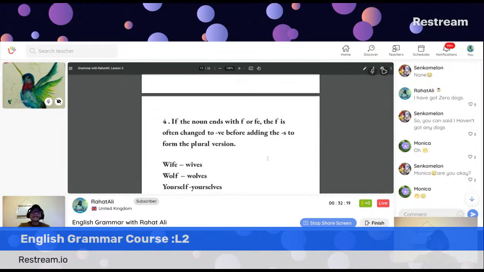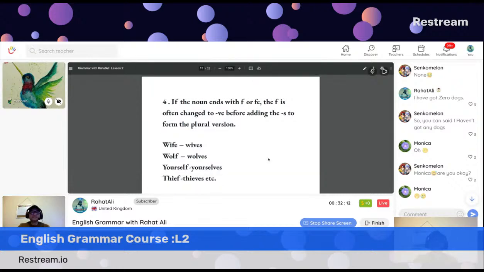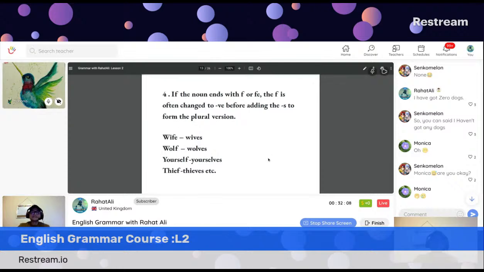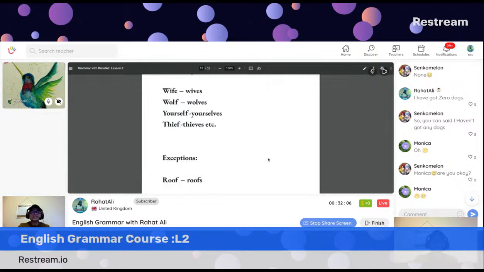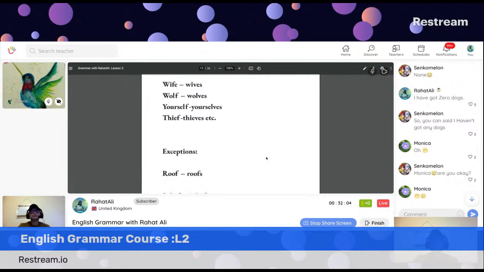If the noun ends with F or FE, that F is often changed to V. For example, wife, wives. Wolf, wolves, yourself, yourselves, thief, thieves. Look at the exceptions. Roof, roofs. Do you know the meaning of roof? Yes, the top of our house. Very good. Did you ever try to go to the roof, Johanna? To your house?